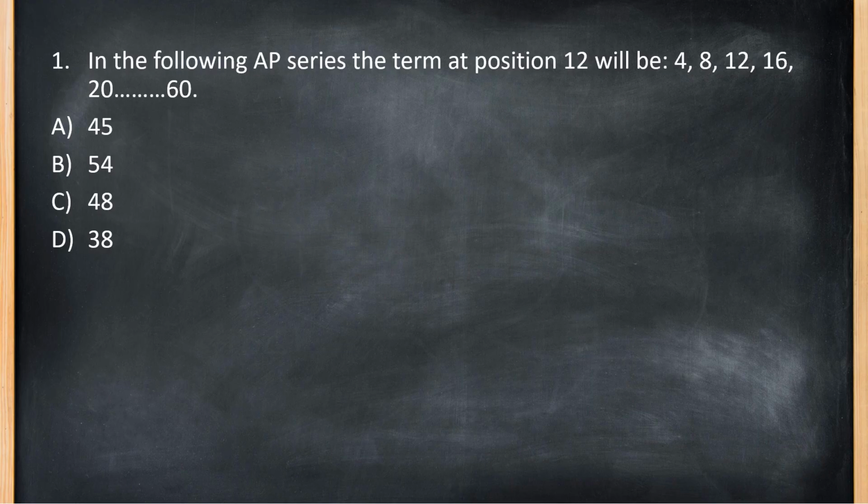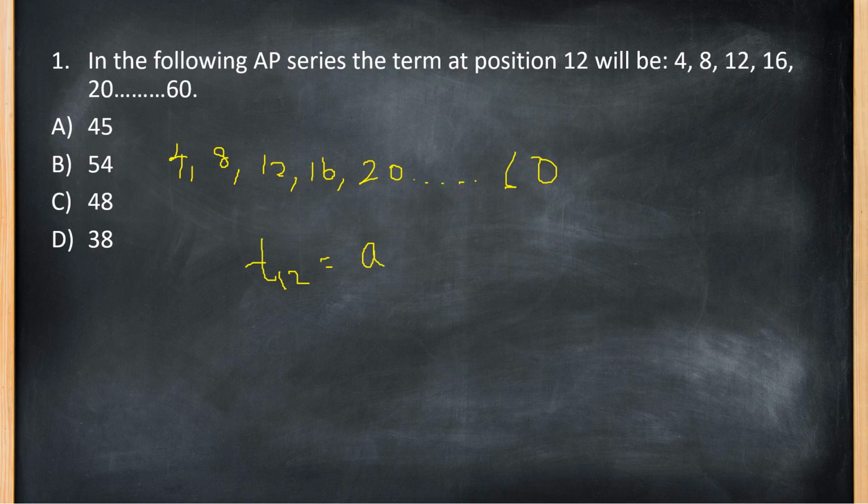The first question is: in the following AP series, the term at position 12 will be. So your progression is given. The progression given here is 4, 8, 12, 16, 20 and so on, and it goes on till 60. We are supposed to find the number which is the term at position 12. Nothing else. T12 is what we are supposed to find.